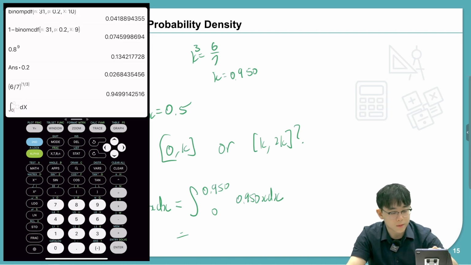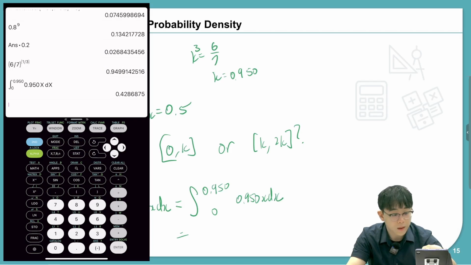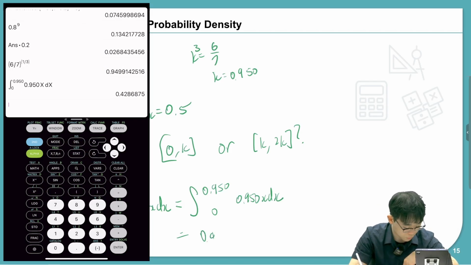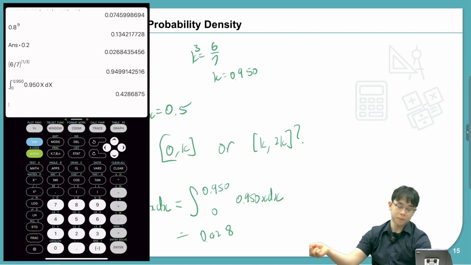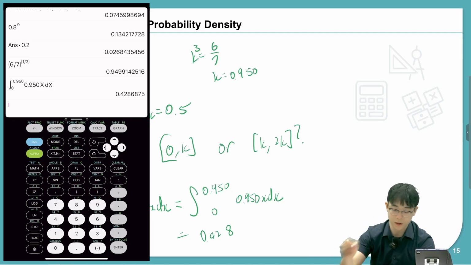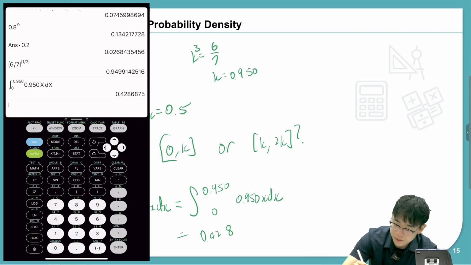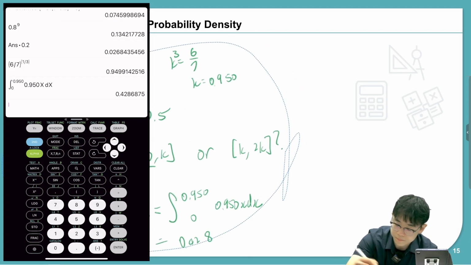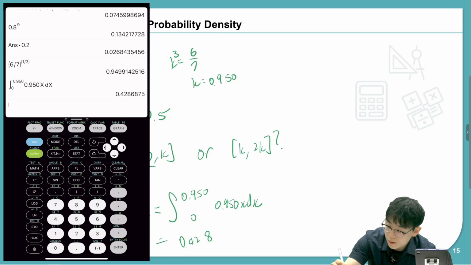So if we integrate from 0 to 0.950, of 0.950x dx, that's only 0.428, right? So what that means is the median should be on the right side. This went to show that our median must be greater than k.